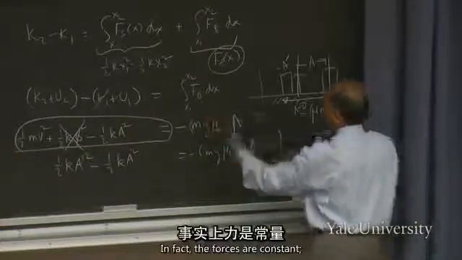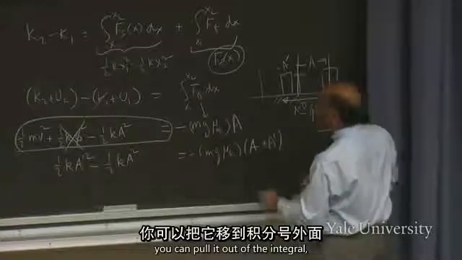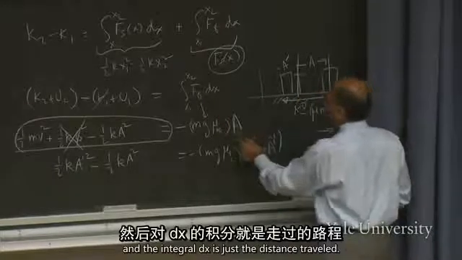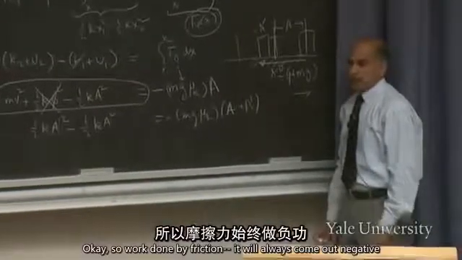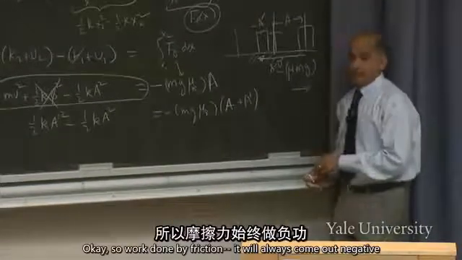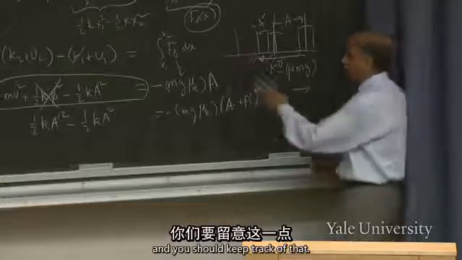In fact, the force is a constant. You can pull it out of the integral, and the integral of dx is just the distance traveled. Okay? So work done by friction will always come out negative. And you should keep track of that.